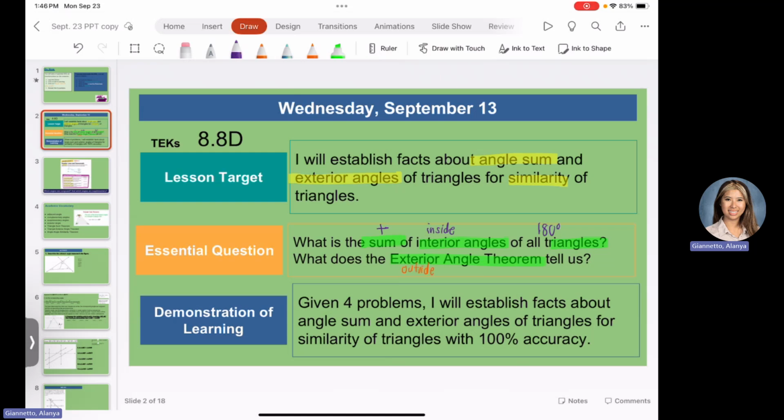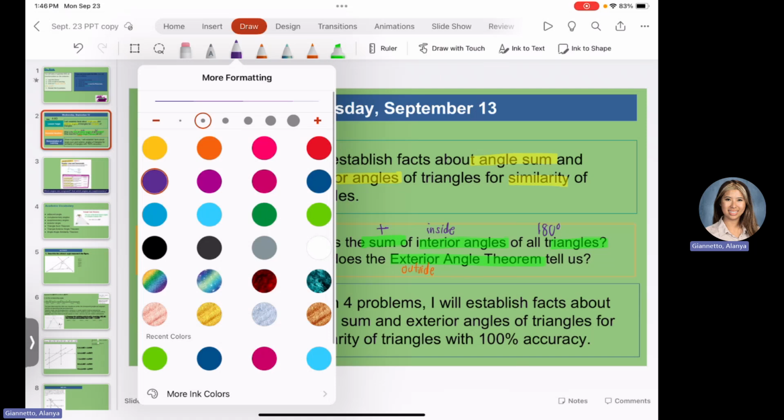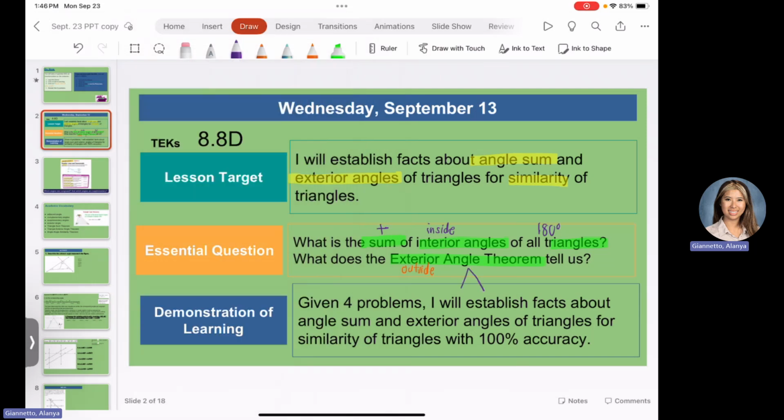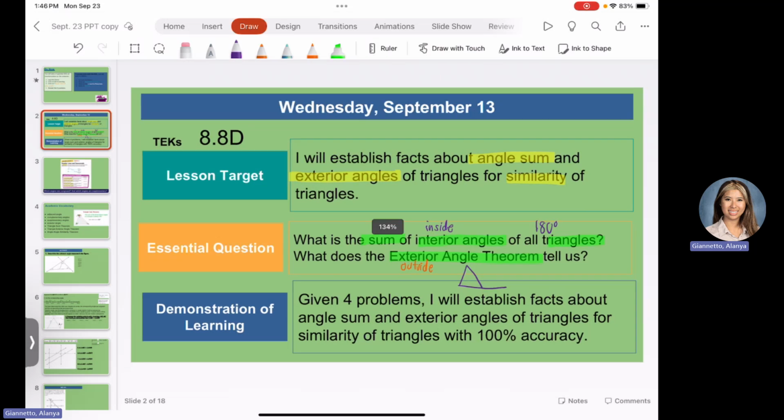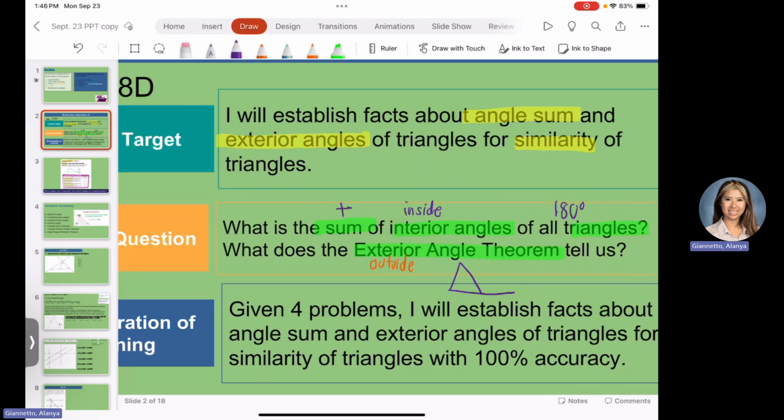So to really review this concept, I'm going to go ahead and draw a triangle. So I have a triangle. I'm going to extend the line here so that we have an exterior angle. I'm going to go ahead and label it with numbers. So we have 1, 2, 3, and 4. Okay, so our exterior angle here is angle 4.